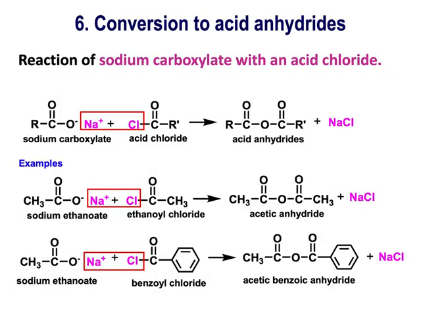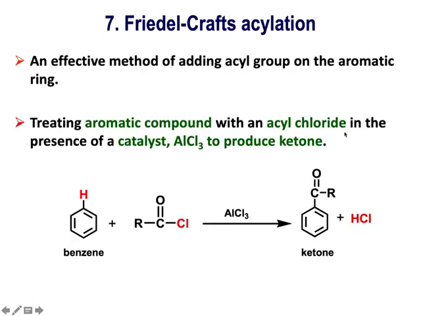So next is conversion to acid anhydride. The carboxylate reacts with the acid chloride to form acid anhydride. In this case, we use sodium carboxylate, not carboxylic acid, and then react with the acid chloride to form acid anhydride. This is a general formula for acid anhydride, acyl, acyl, and the side product is sodium chloride.